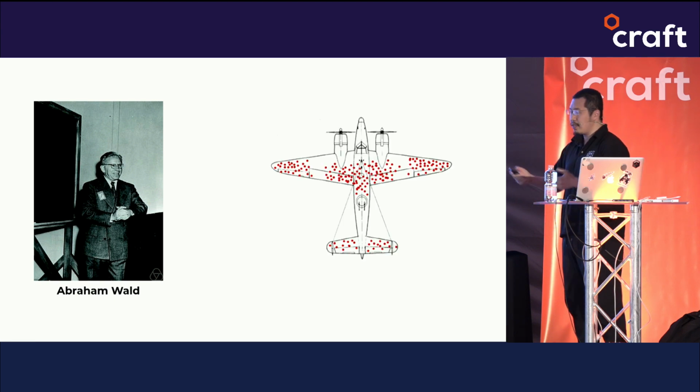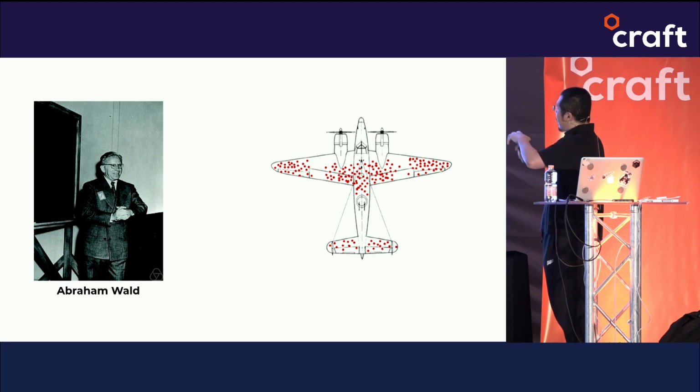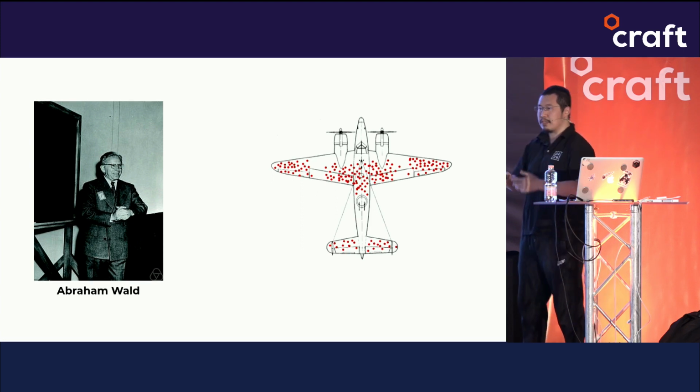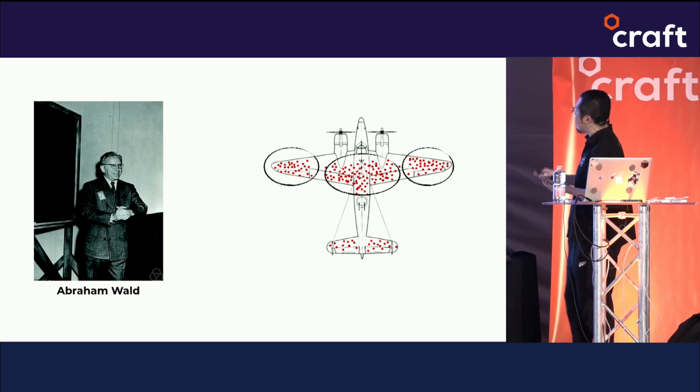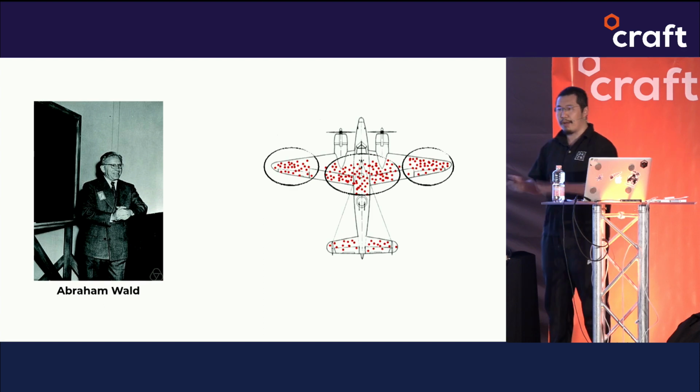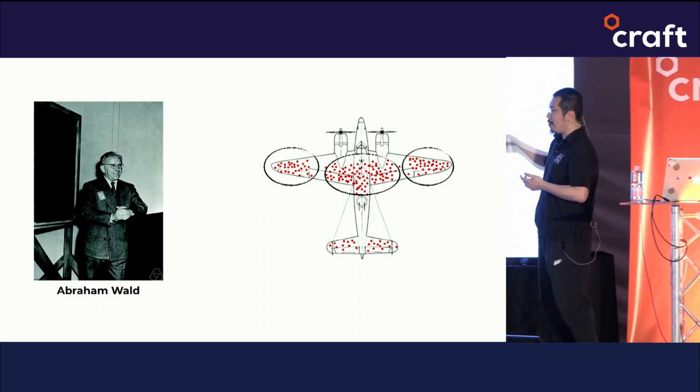So they analyzed all these different planes that made it back onto the base, and they looked at where the planes had suffered the most bullet shots. And intuitively thinking, okay, well, that's where we're going to put more armor, right? Because that's where we got shot the most.